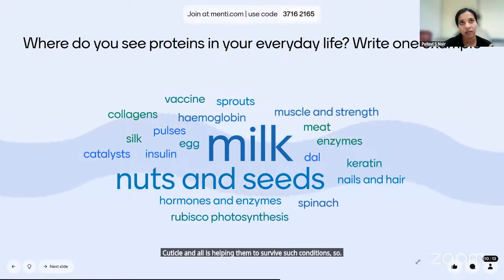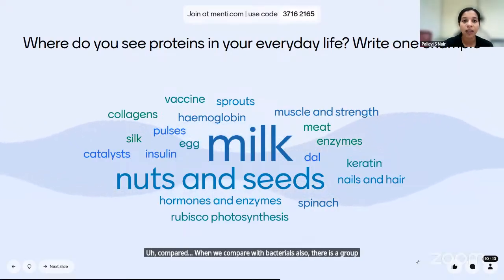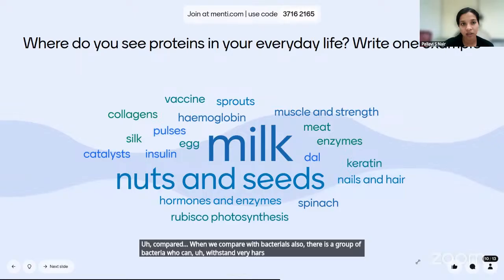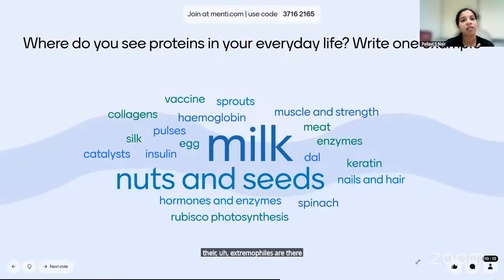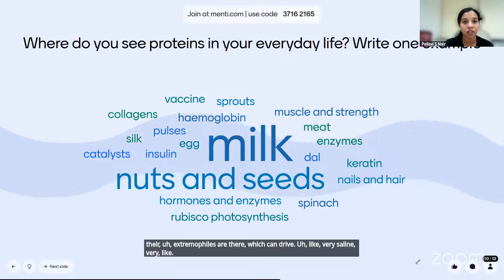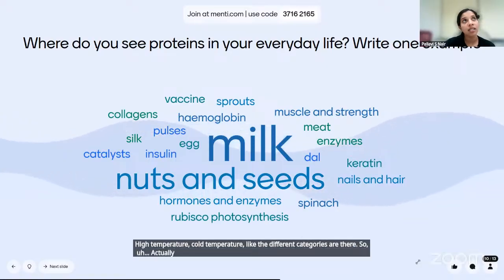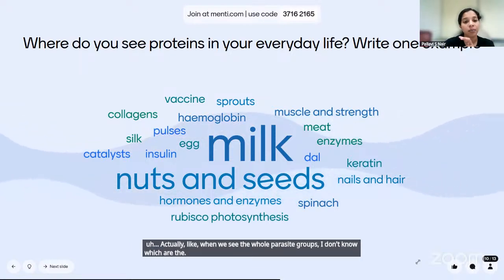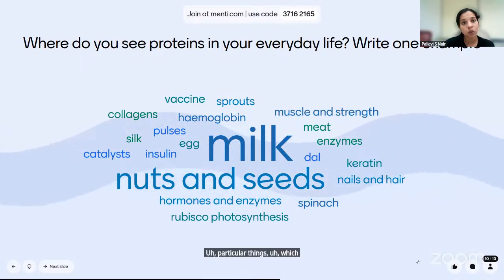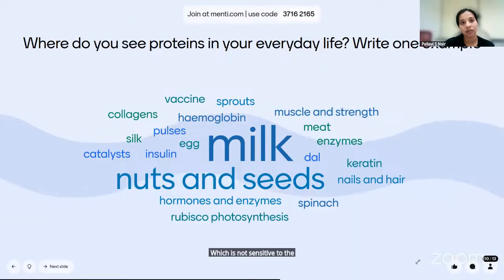When we compare with bacteria also, there is a group of bacteria that can withstand very harsh conditions, the extremophiles, which can thrive in very saline, very high temperature, or cold temperature conditions. The different categories are there. When we look at the whole parasite group, I don't know which particular things help them survive. One is their cuticle, which is not sensitive to stomach acid and all.